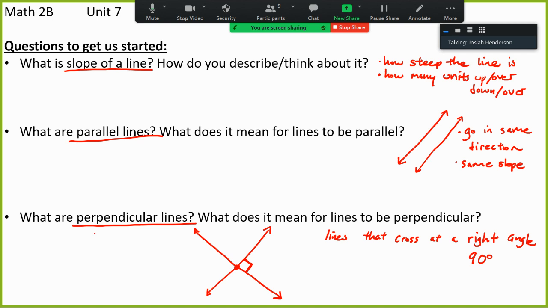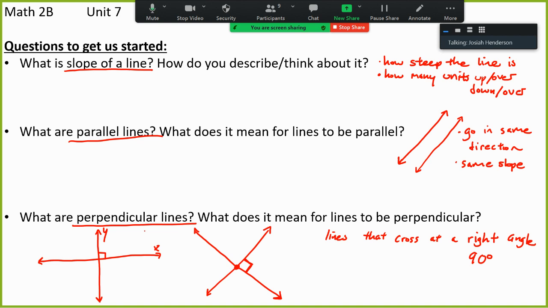Hang on. Let me draw this in. One's going straight up and down, right? Vertical, perfectly vertical, our y-axis. And the x line is going left and right perfectly. Therefore, the x and y axis are another example of perpendicular lines because they're meeting at a right angle.